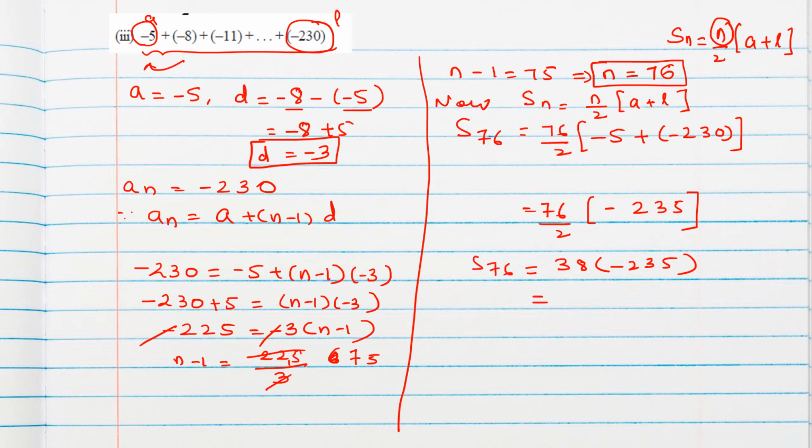So if you multiply this, 8930 is the answer. Negative 8930.